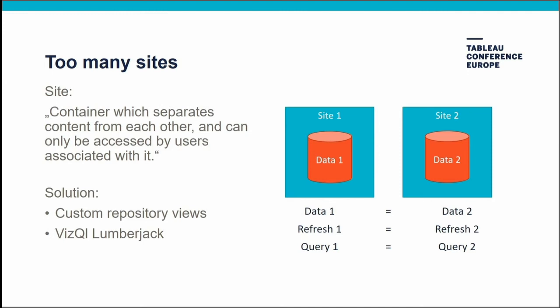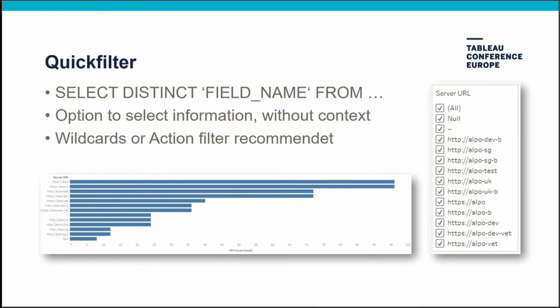The solution we also talk about is that you can build custom repository views where you can actually trace what database is approached by what refresh. It takes a little bit of work, but can be of loads of value. And another tool, WSQL Lumberjack, we're going to talk later about how it actually looks and what you can do with it. And one of the other things, as you can see, is quick filters.